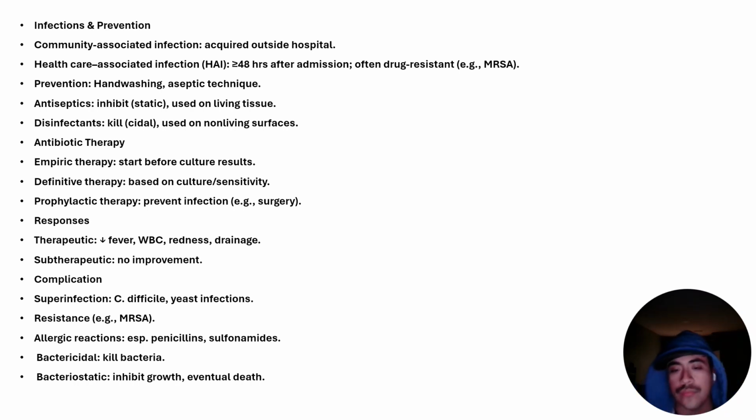Aseptic technique has more to it. It doesn't kill, it inhibits, and it deals more with living tissue. And disinfectant just kills the bacteria on non-living surfaces. And then you've got your three on the slide. It was grouped into these three. The empiric therapy, you pretty much give before you know what the results were from the culture you got. Your definitive therapy, you got the results, so you definitely know what you have to give. Your prophylactic therapy prevents infection. Sorry, I got confused there, but it prevents infection.